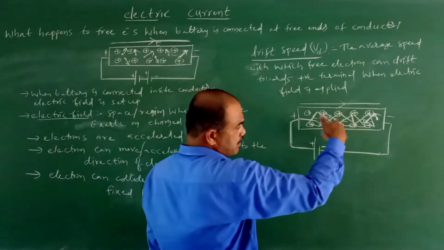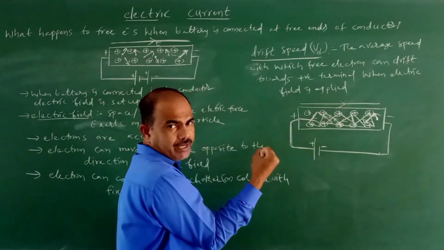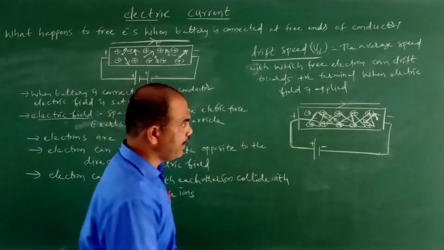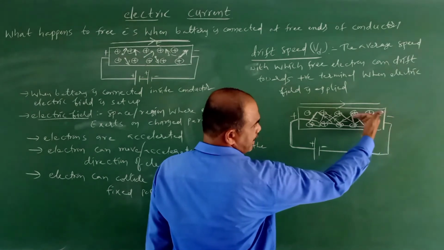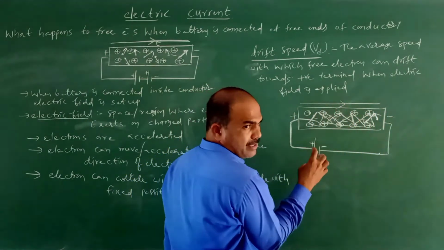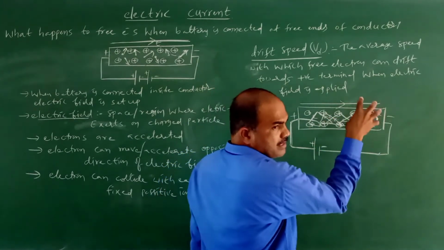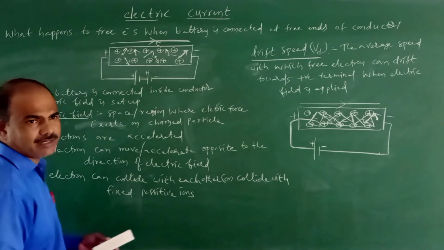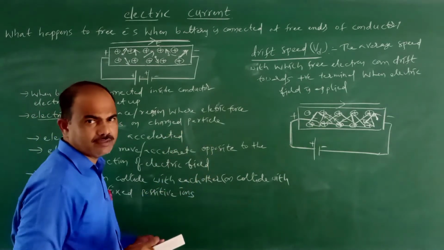Again, when it is drifted, it has some average speed. That average speed will be called as what? Drift speed. Finally, the electron is moving in the opposite direction of the electric field and reaches the positive terminal. So due to this reason, if we take any cross section inside the conductor, there exists some net charge.